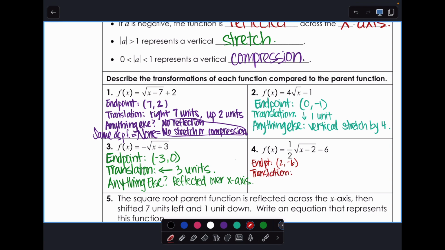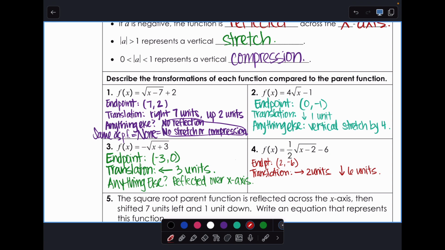Translation. Leo, you want to give it a try? Translation, meaning which way is it moving, right or left, up or down? Down, how many? 2 right and 6 down. So 2 units to the right, and then down 6 units. Yeah?